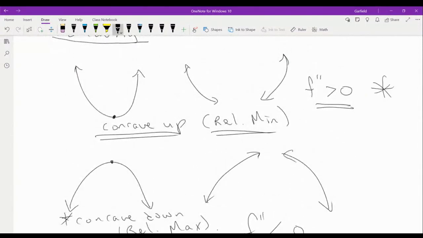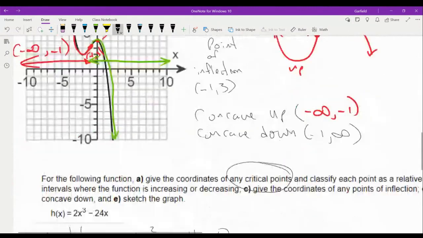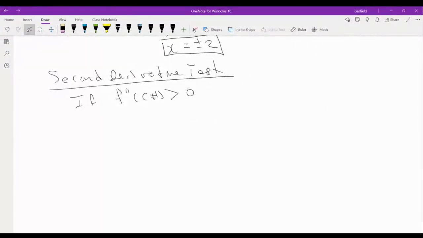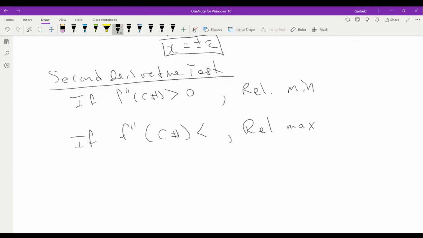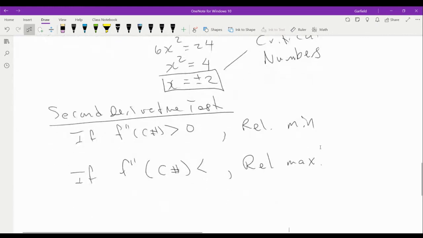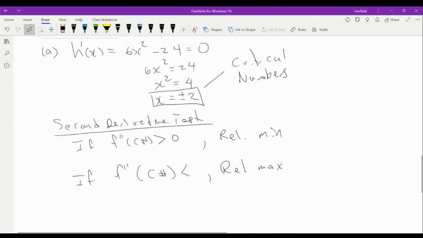So it's much easier, and if f double prime of the critical numbers is less than 0, then we have a relative max. So what is this saying? It's saying we're going to plug the critical numbers into the second derivative. So what's the second derivative? H double prime of x would be equal to 12x. That's the second derivative.